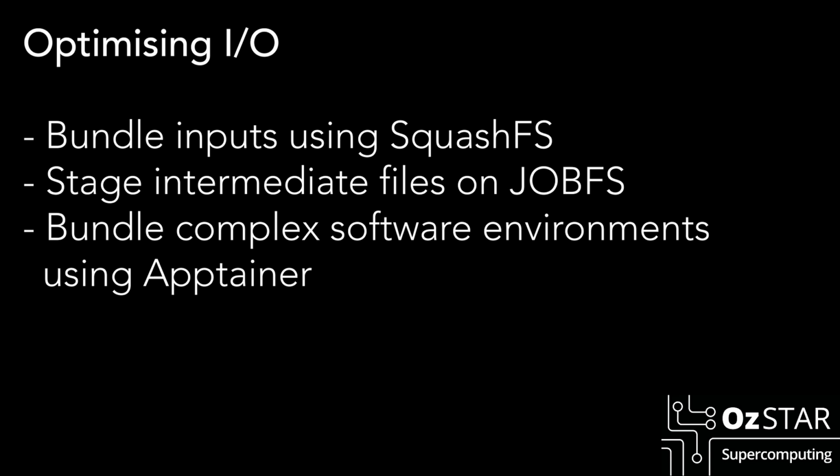For maximum speed in I/O-intensive applications, you might want to combine these tools. You can bundle inputs using SquashFS, stage intermediate files on JOBFS, and if you have a really complex software environment, then you might want to use Apptainer. This cuts down on the metadata load, the network traffic, and hopefully the runtime of your job as well.